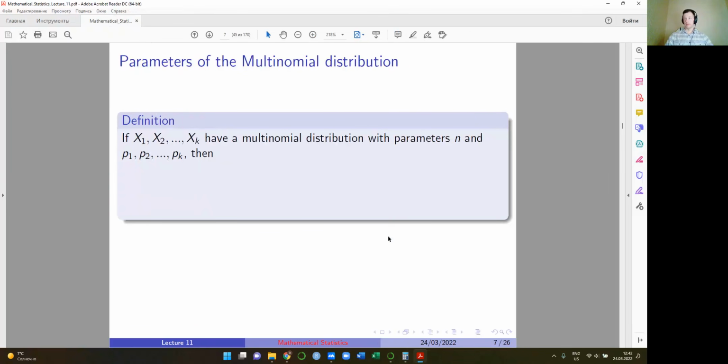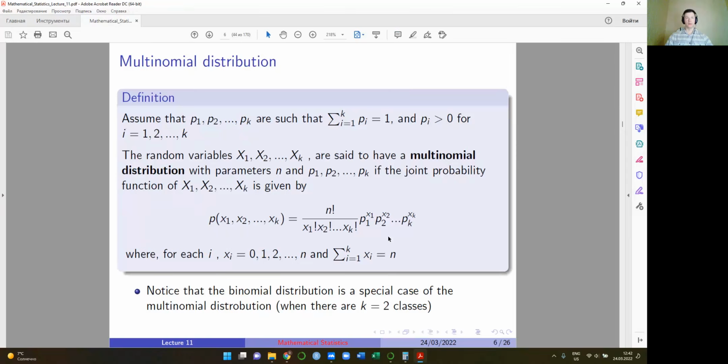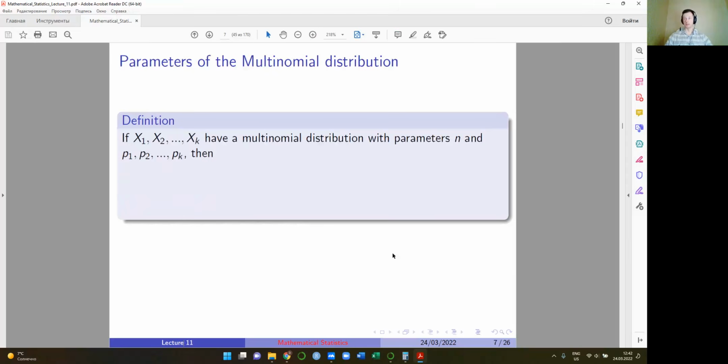So in order to make our life simpler, we are not going to derive maximum likelihood estimates or anything else from this multinomial distribution. We will just state some necessary properties of this multinomial distribution that will help us to establish the subsequent algorithms of hypothesis tests.